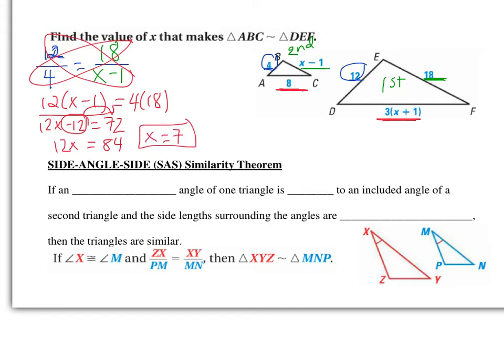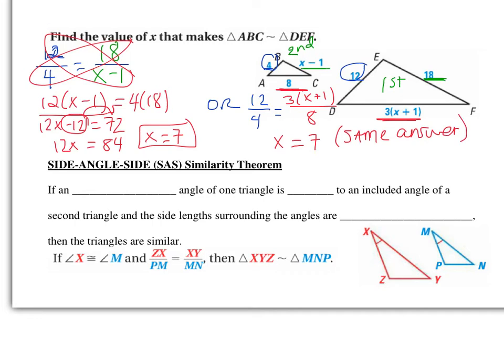So one thing you can realize is that if you set it up a different way, if you did your 12 over 4, and instead I wanted to use my red, I would do my 3x plus the 1 over 8, and I will still get x equals 7. So it doesn't matter which way you get your ratio set up, you can get the same answer even if you use a different pairing.